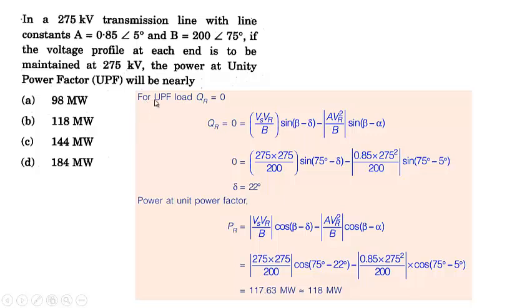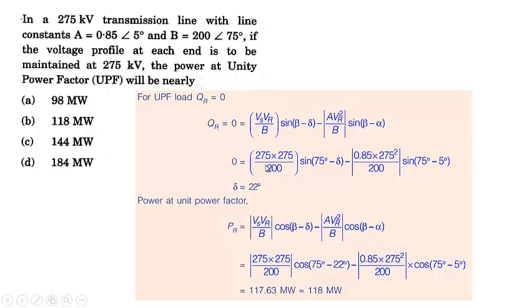As unity power factor is given at the receiving end, that means at the receiving end QR will be equal to 0. By using the formula, VS VR by B sine of beta minus delta, minus A into VR square by B sine of beta minus alpha. So QR is equal to 0, VS and VR are given, and delta is not given. Here all the other terms are given, so from this equation we can get the value of delta.